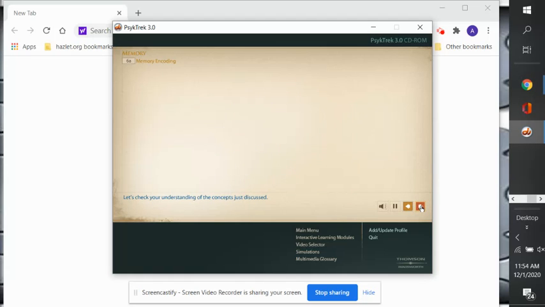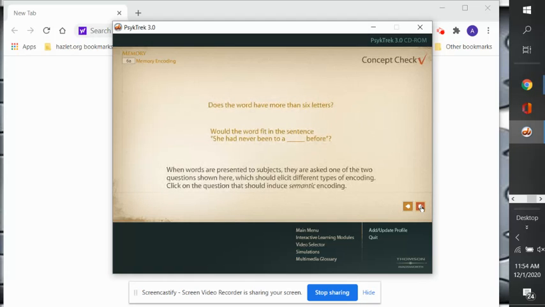All right, let's take a look. Make sure we understand this before we move on. So, does the word have more than 6 letters? Should the word fit in the sentence below? When words are presented to subjects, they're asked one of two questions shown here that should elicit different types of encoding. So I'm going to click on each one, and we'll take a look. When words are presented to subjects, they're asked one of the two types of questions shown here, which should elicit types of encoding.